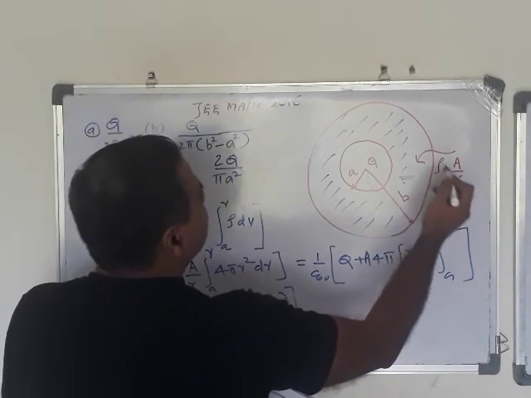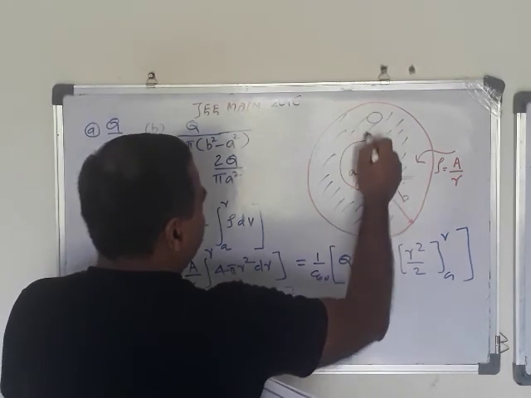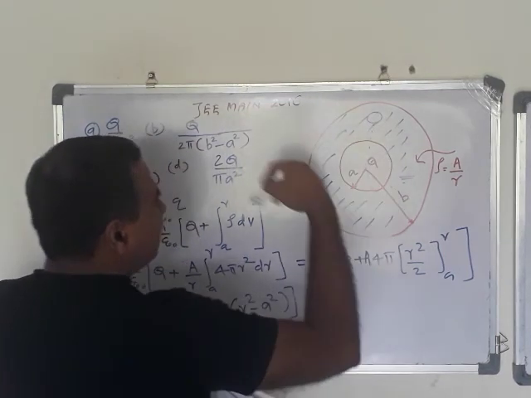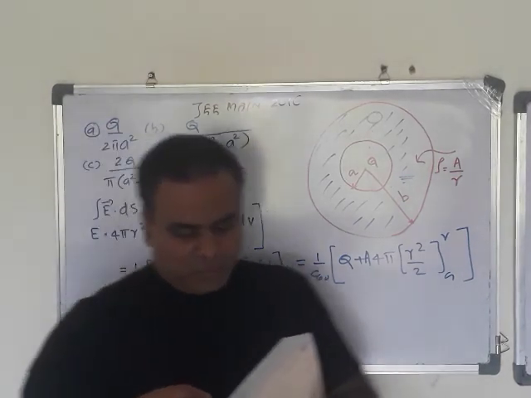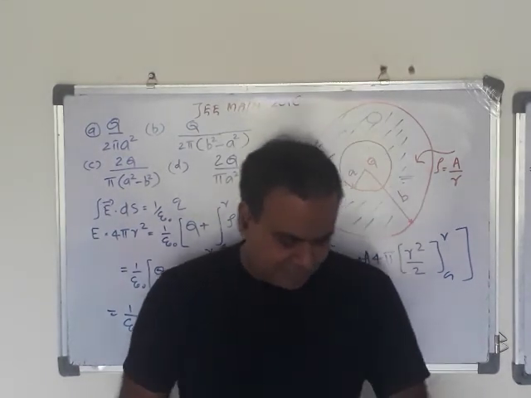This small r is a variable. If you are taking a small area dA, the distance should be this. That is a variable, whereas capital A is a constant. So you understood the first point in this question.